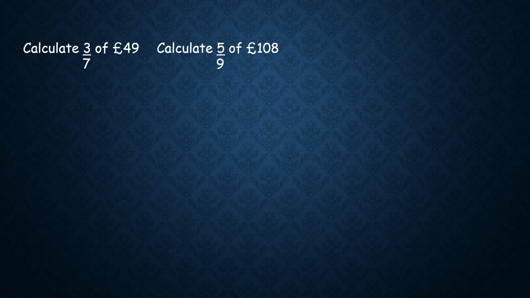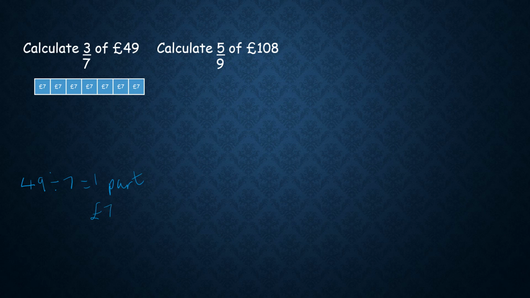Okay, so our first one then, we need to calculate 3/7 of £49. So we need to divide 49 by 7 because that will give us one part. And we can do that visually again if it helps. So I'm going to split this. This blue represents £49 and I'm going to split it into 7 equal parts. And if I know my times tables, then I know that each of those parts is going to be £7. So one part is £7.